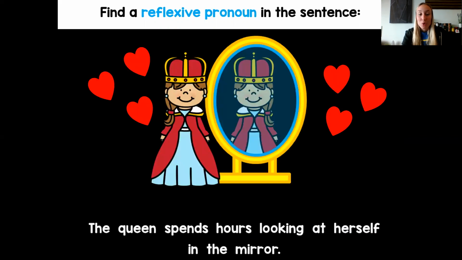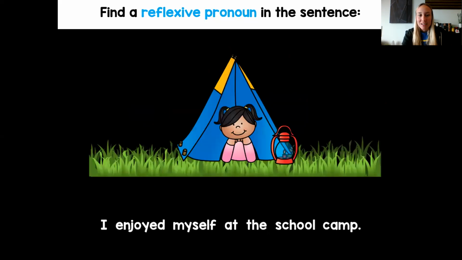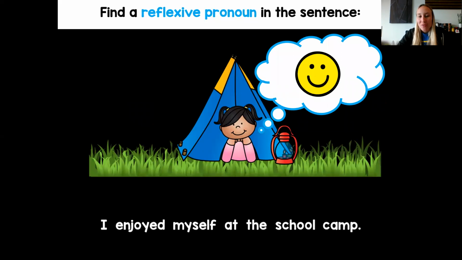Next up, the queen spends hours looking at herself in the mirror. What is the reflexive pronoun in this sentence? The answer is herself. All right, next up. I enjoyed myself at the school camp. Where is the reflexive pronoun in that sentence? There it is, myself.